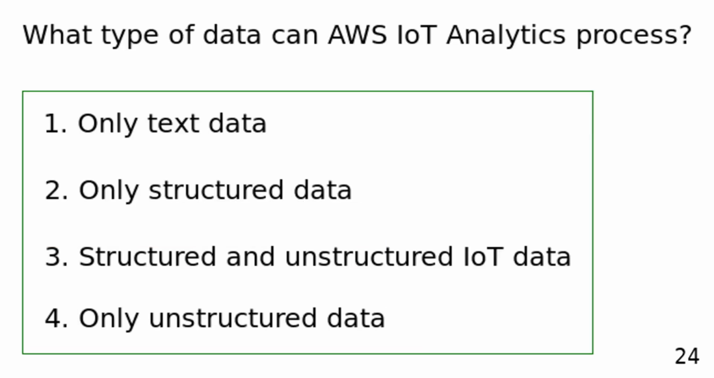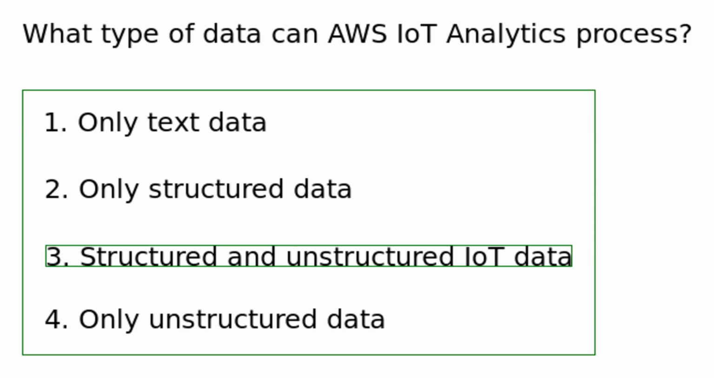What type of data can AWS IoT Analytics process? Only text data. Only structured data. Structured and unstructured IoT data. Only unstructured data. AWS IoT Analytics is capable of processing both structured and unstructured IoT data.